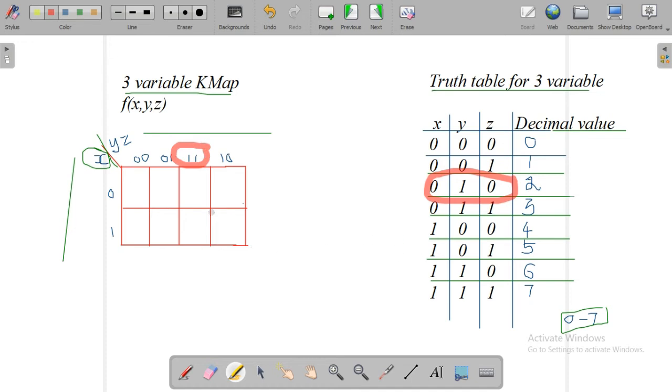You should be very alert when you are writing and drawing the K-map. Don't get confused. In the truth table, we write 0 1 0, after that 0 1 1, 1 0 0 like this. But in the case of K-map, it is 0 0, 0 1, 1 1, 1 0. So in the 3 variable K-map, we have written 0 0, 0 1, 1 1, 1 0.